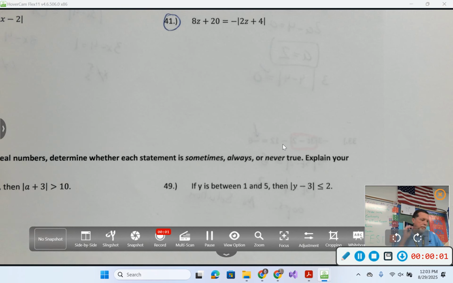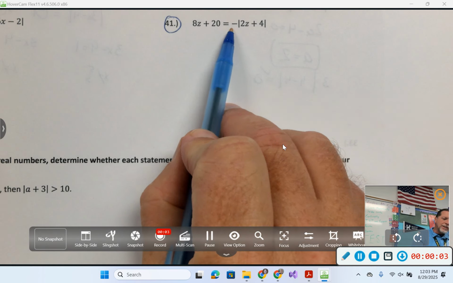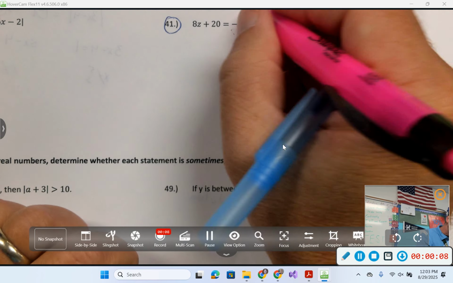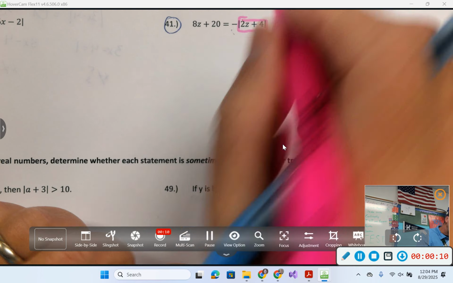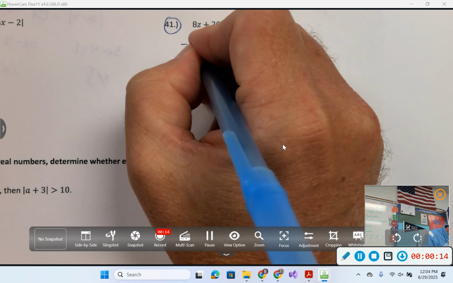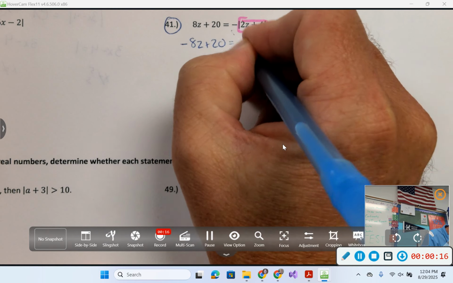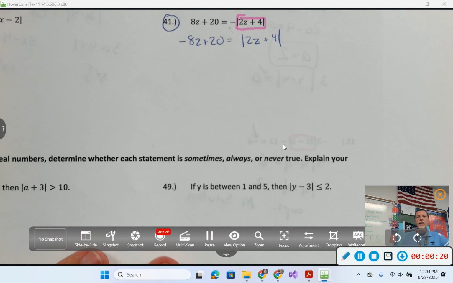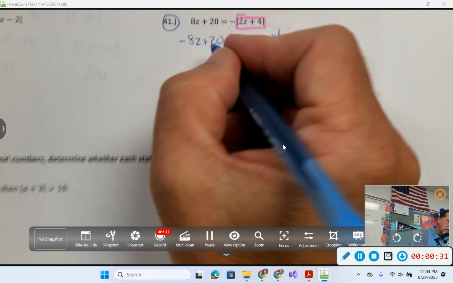Number 41. We don't like to split it up until the pink box is by itself. So I'm going to move the negative over. I'm going to divide both sides by -1. I need to write as small as I can on this problem because the checking becomes a nightmare. Whoops, that's not right. What did I mess up? Yeah, the 20 should be negative as well.